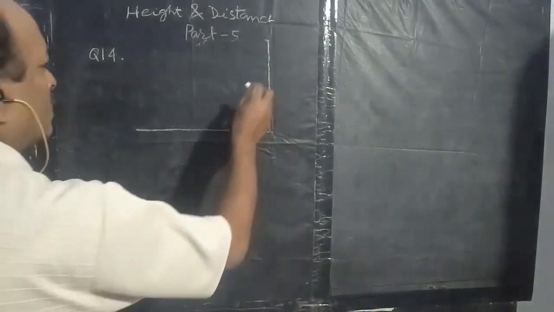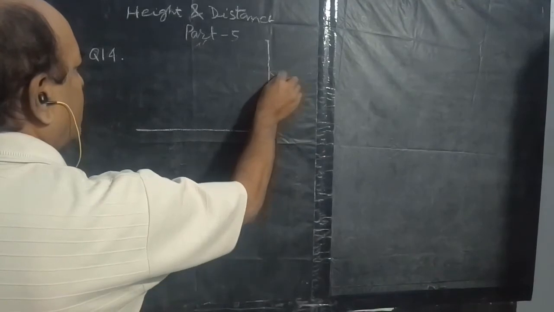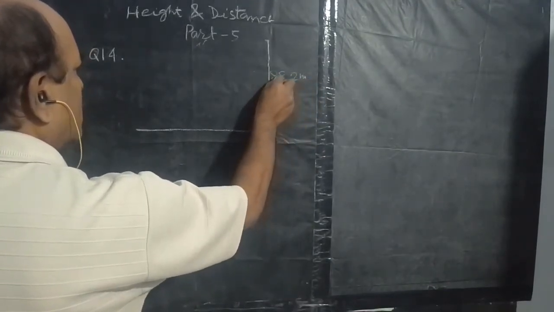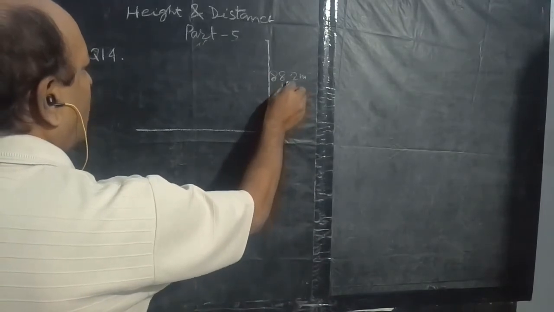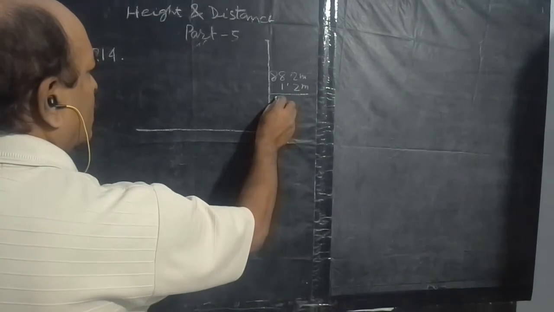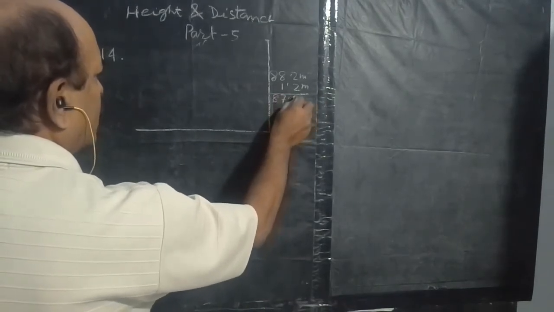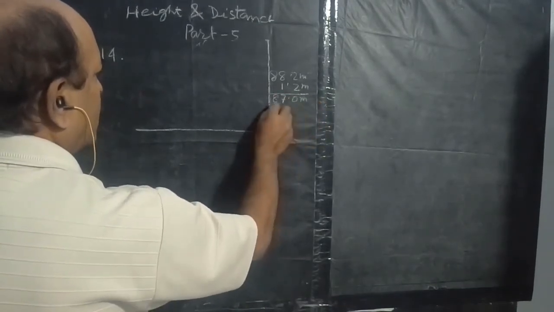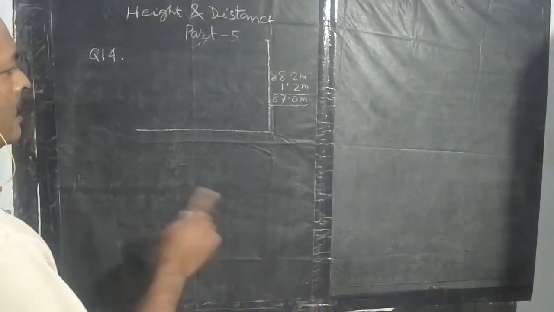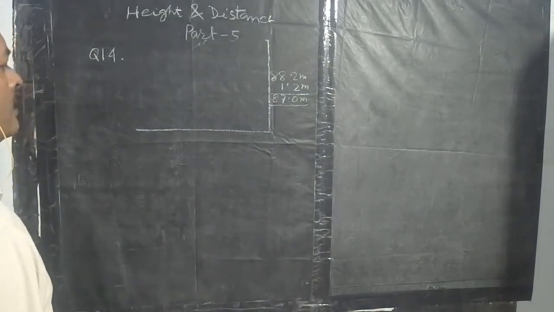And here the total height is given as 88.2 meter, and one girl is watching. The girl is 1.2 meter in height. So for our calculation, the height of interest is 87 meter, so we consider 87 meter, subtracting the height of the girl.